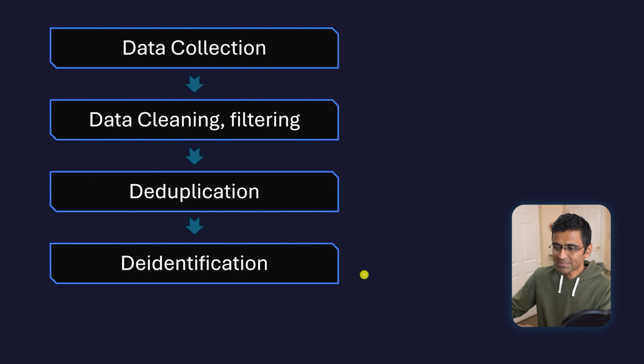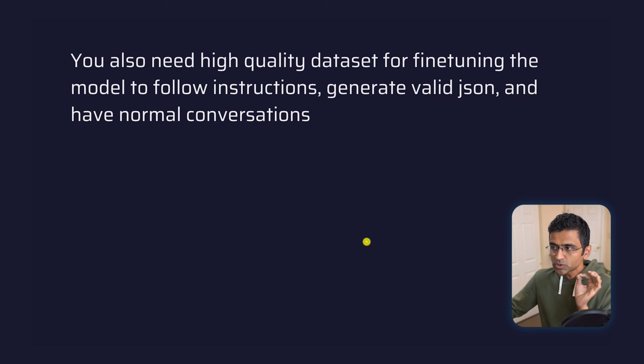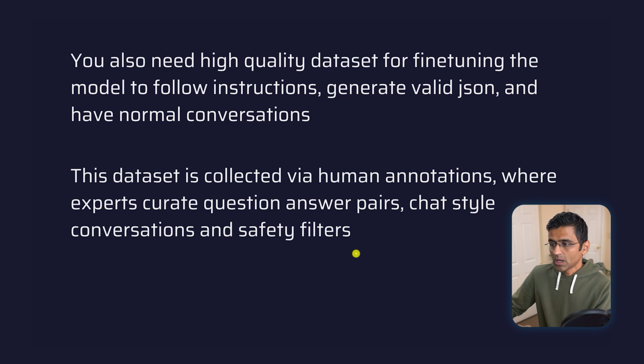Okay, so these are the steps. Then also you do de-identification to remove personally identifiable information, any sensitive information, and so on. You also need a high quality data set for something called fine tuning. We'll go over fine tuning in a bit, but you need this for your model to follow instructions, generate valid JSON, and have normal conversation. And these data sets are generated via human annotations.